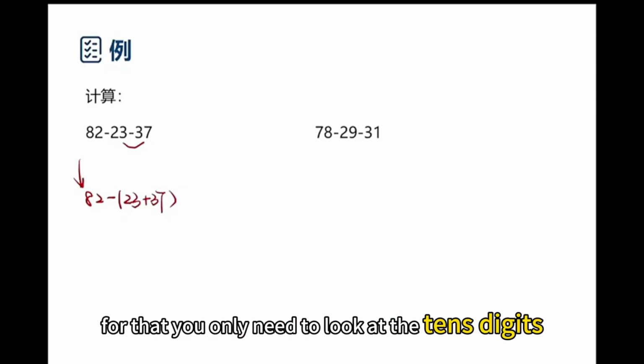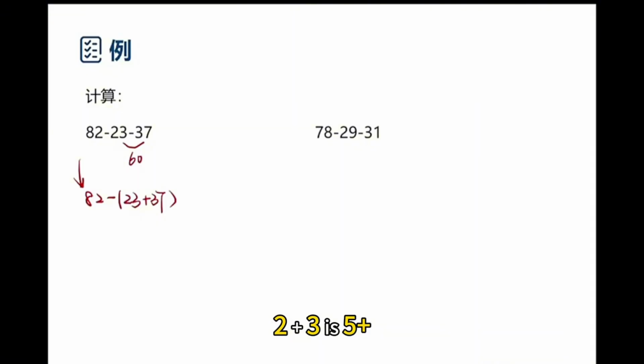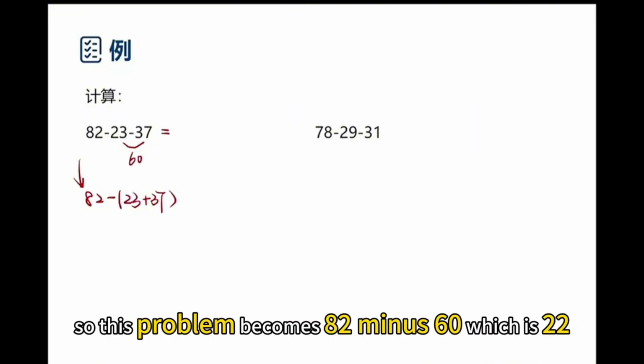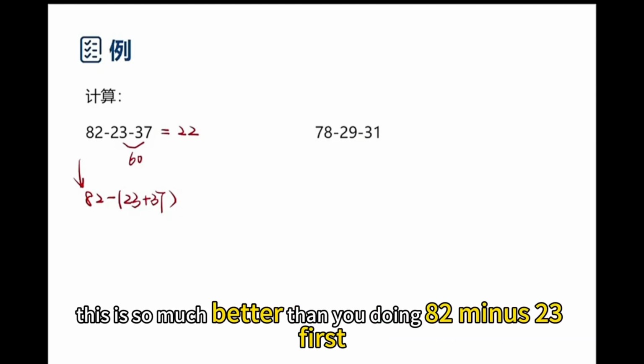For that you only need to look at the tens digits. 2 plus 3 is 5, plus the carried 1 makes 60. So you're just subtracting 60. So this problem becomes 82 minus 60, which is 22. And that's it. This is so much better than you doing 82 minus 23 first.